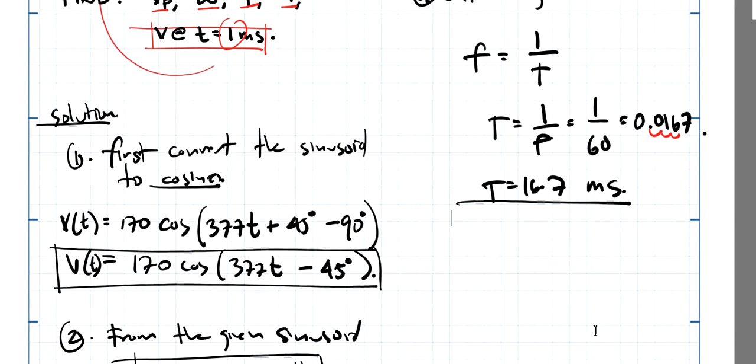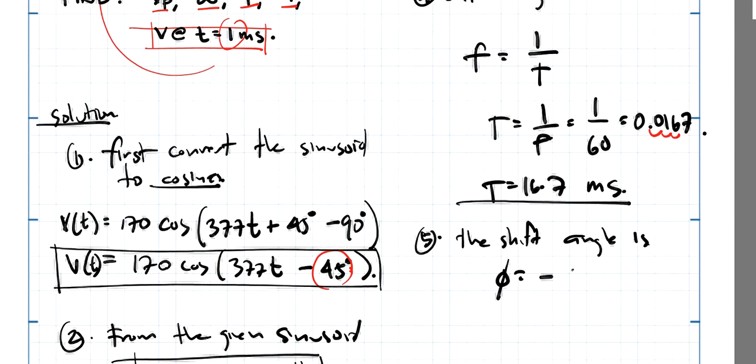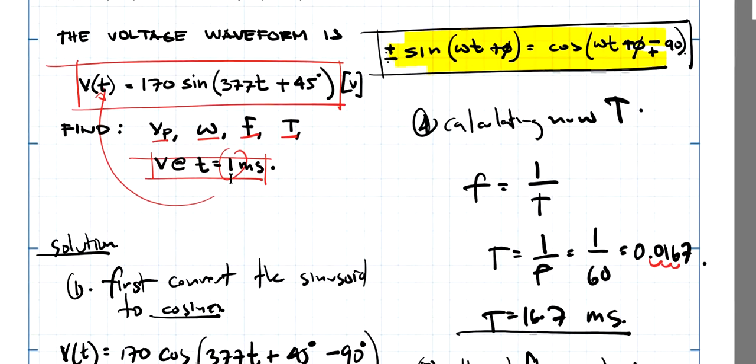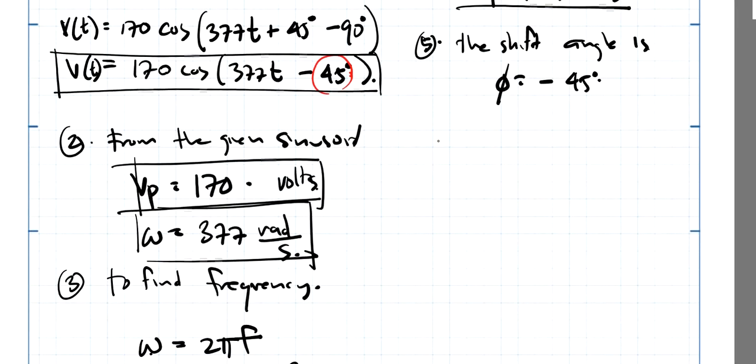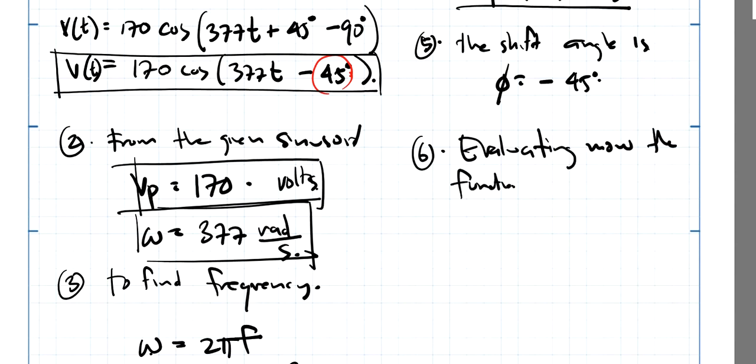Okay, next, the shift angle. The shift angle phi is equal to this, negative 45, so this is negative 45 degrees. And lastly, we are asked to evaluate the function at t equal to 1 millisecond. So evaluating now the function at t equal to 1 millisecond.